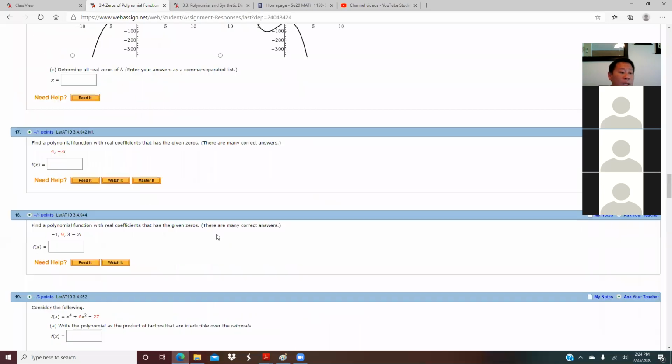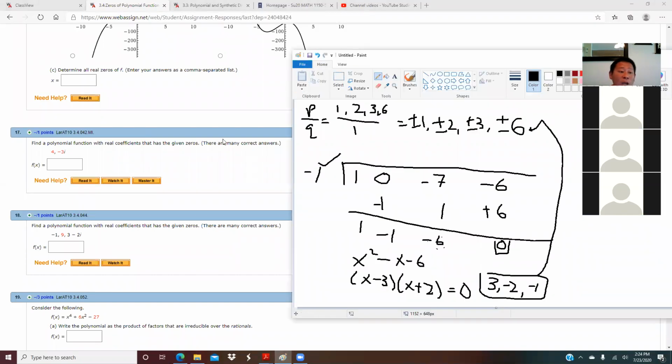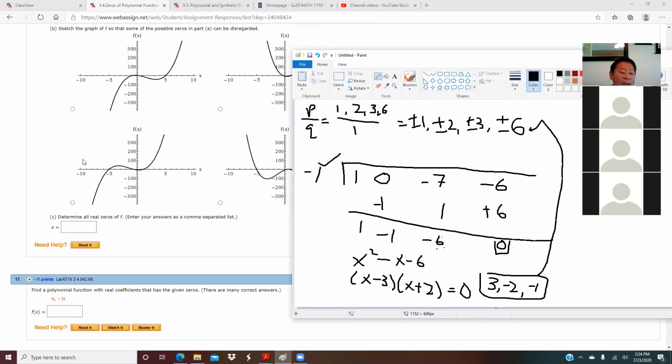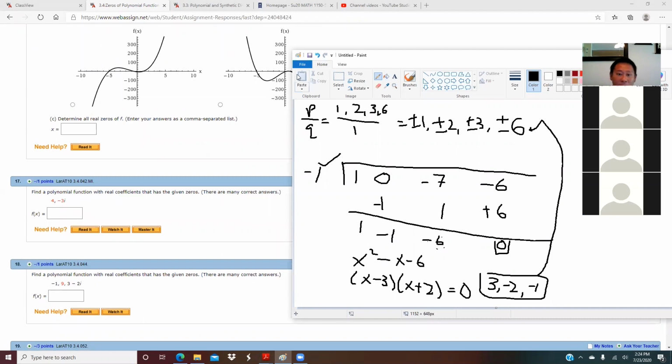Okay. Next, we have equations here. So they give you the zeros, and they want you to give me the polynomial equation. So last time I gave you the equations and you gave me the zeros. Now I give you the zeros, the other way around, and you give me the polynomial equations.